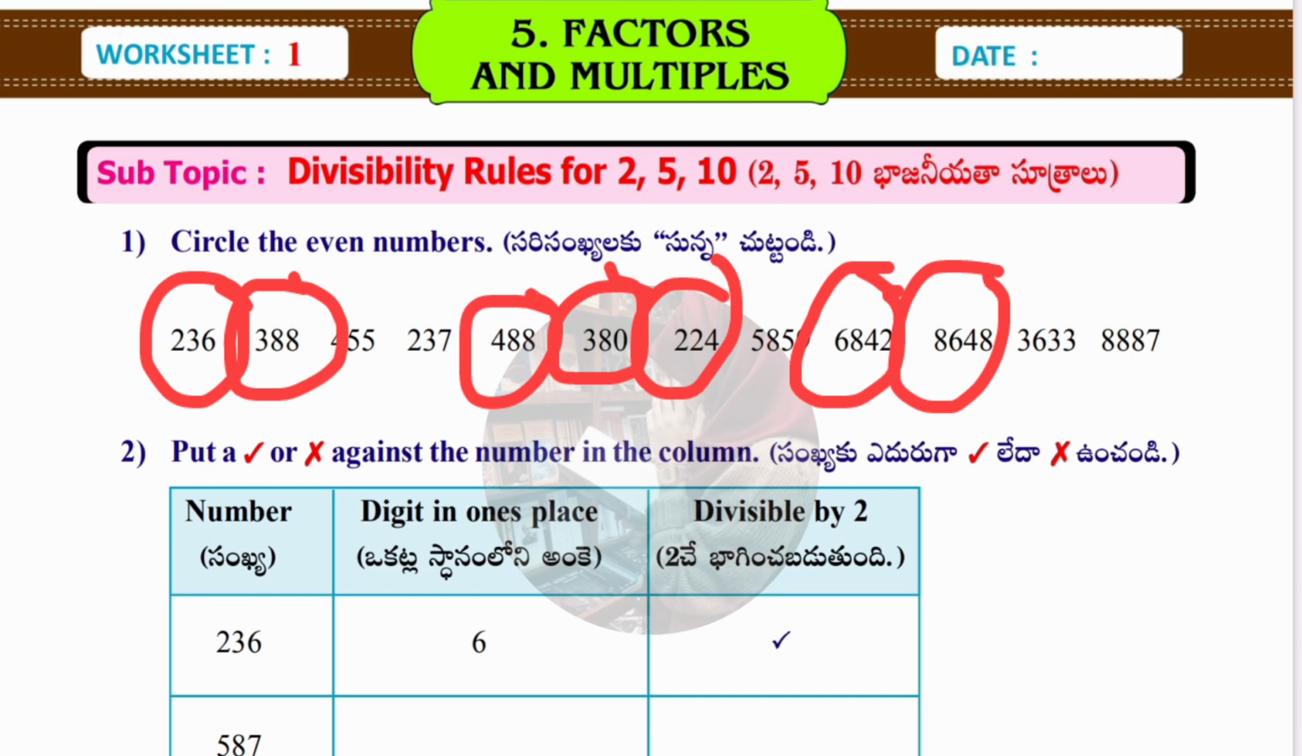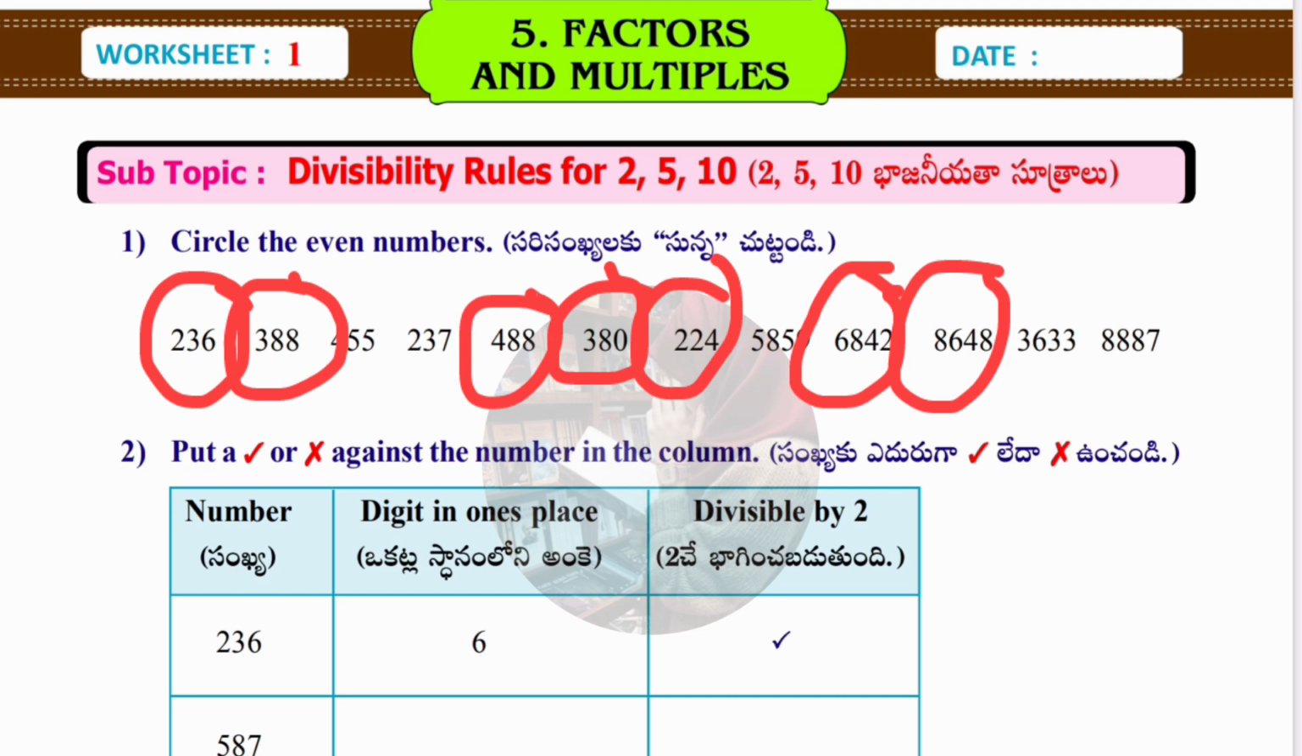So today in this video we are going to discuss 5th class mathematics 5th chapter, which is factors and multiples workbook answers. Okay guys, without wasting any time, let's get into the video. So let's start with worksheet number 1. Here the topic is divisibility rule for 2, 5 and 10.